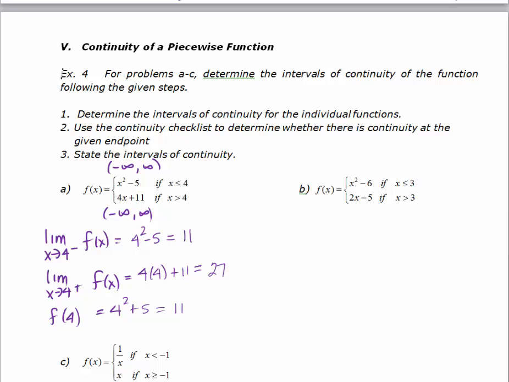Now I really didn't even have to find f of 4, because I already know, because these two are not equal, that I do not have continuity at x equals 4. If the limit doesn't exist, then I don't have continuity. So the interval of continuity would be basically all real numbers except for 4. So I show that using interval notation. The intervals of continuity are negative infinity to 4, union 4 to infinity.